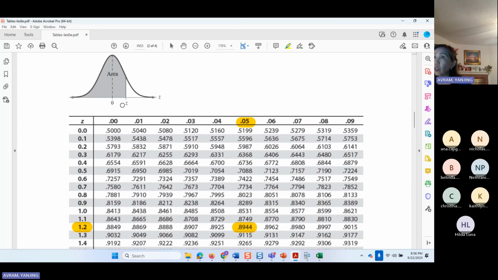So this is my z-score. If this z-score is 1.25, then that is the area. This whole area to the left will be 0.8944. So that means this will occupy about 89.44% of the entire area.